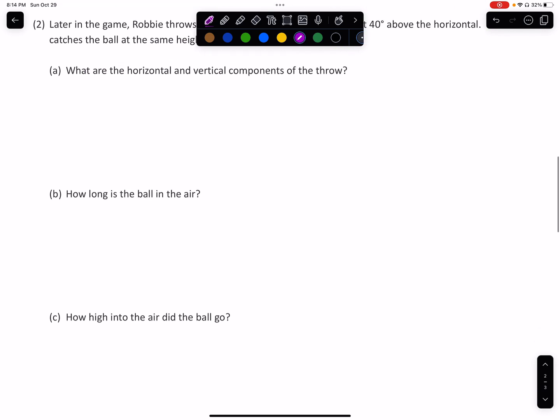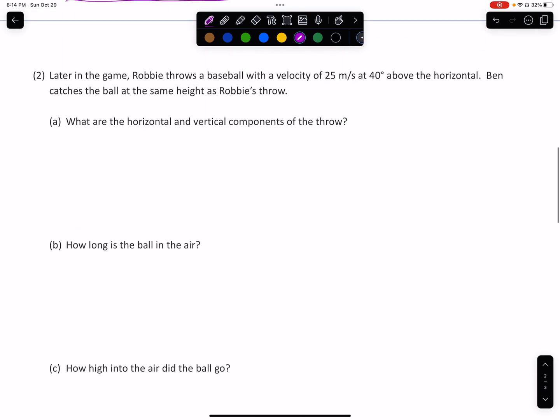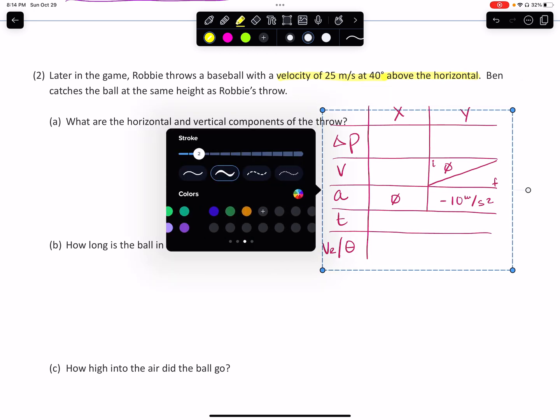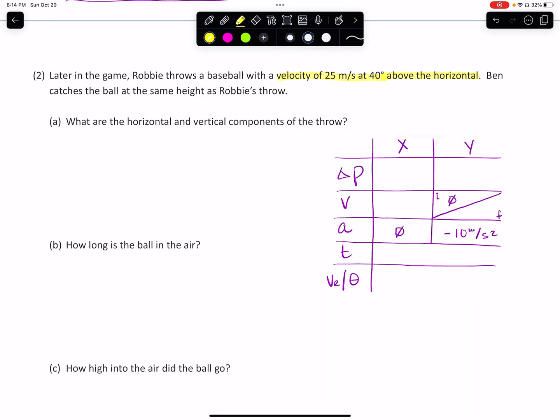Let's try another one just so we can make sure we all have it down. All right, so later in the game, Robbie throws a baseball with a velocity of 25 meters per second at 40 degrees above the horizontal. Ben catches the ball at the same height as Robbie's throw. All right, so let's set up our table. Oops, there we go.